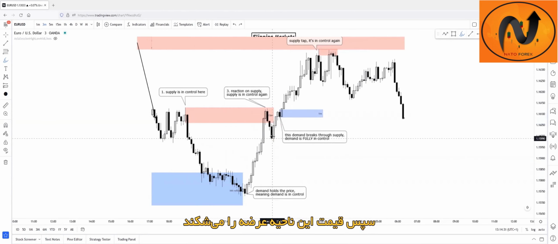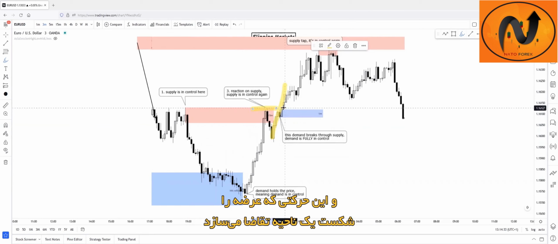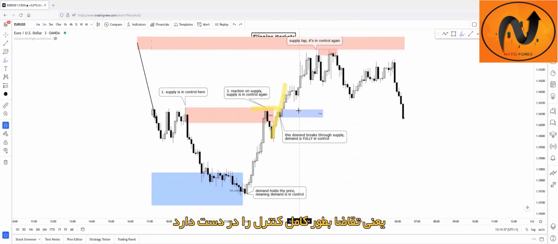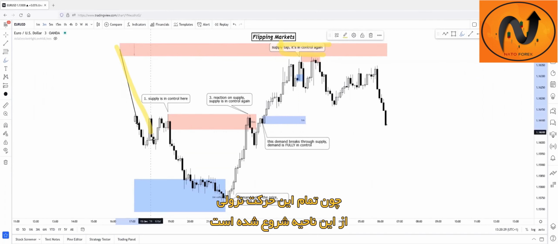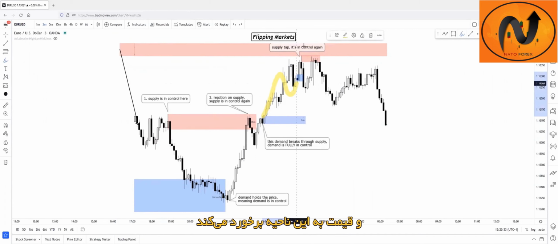After this, price broke through this supply zone and created a demand zone that did a supply breaking movement. This means demand is fully in control now. But we have a supply zone up here, which was the extreme of the move because it started the whole bearish order flow. And price actually tapped this supply zone, which means supply took over control from demand again.